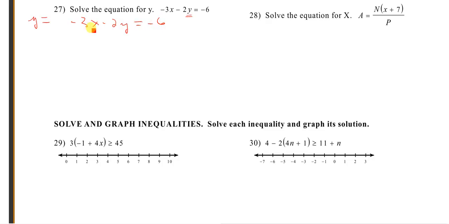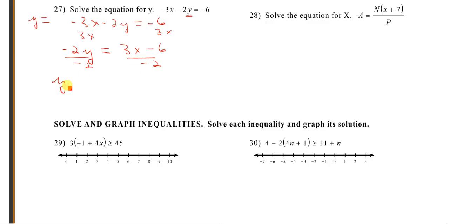I'm going to add 3x to both sides. So if I add 3x and add 3x over here, I'm going to get a negative 2y is equal to 3x minus 6, right? Because I added 3x. Now I'm going to divide both sides by a negative 2.